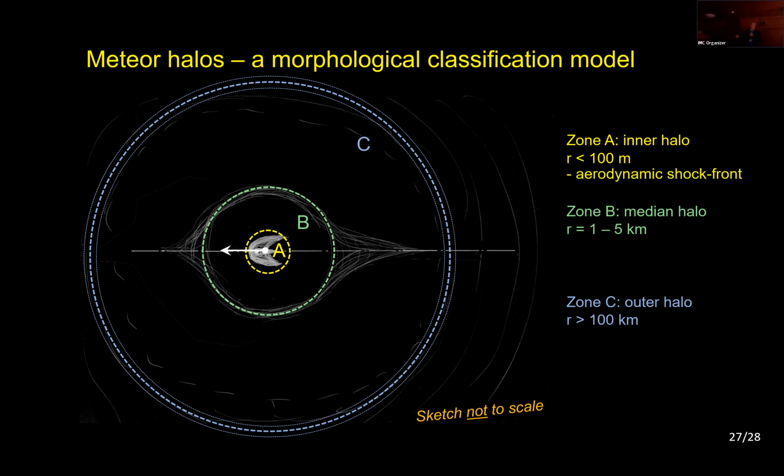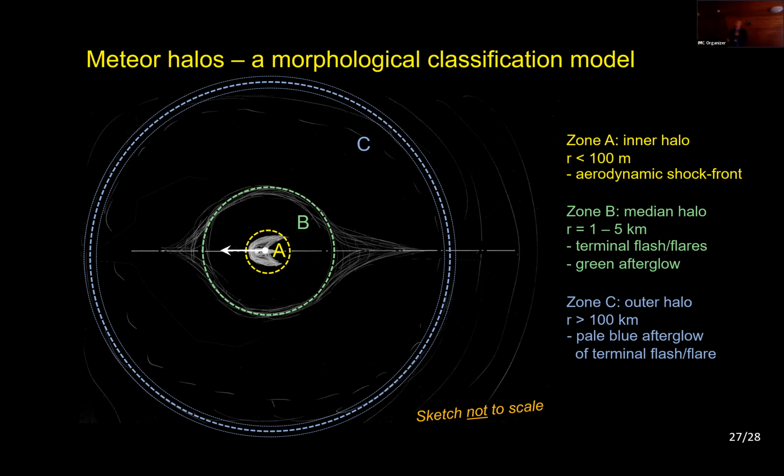So here we have the aerodynamic shock front halo. There we have terminal flashes and flares with possibly green afterglow. And there we have this pale blue afterglow after the terminal flash and containment. So that's my model, just morphological from some very few examples.